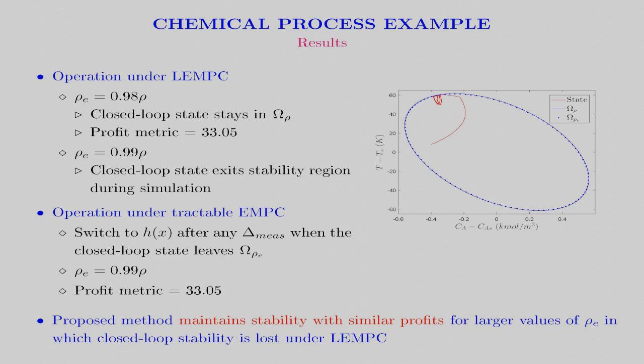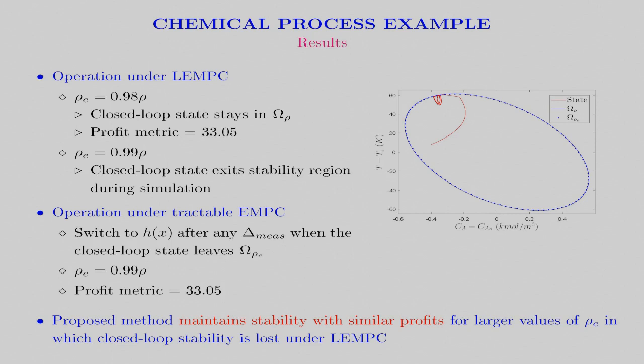For simulations, we first operate the process under a traditional LEMPC with the lower level set rho E equals 0.98 rho, and we find that the closed-loop state stays within the stability region with a profit metric of 33.05. So we decide to increase this level set rho E to 0.99 rho, and in the simulation we find that the closed-loop state exits the stability region during the simulation.